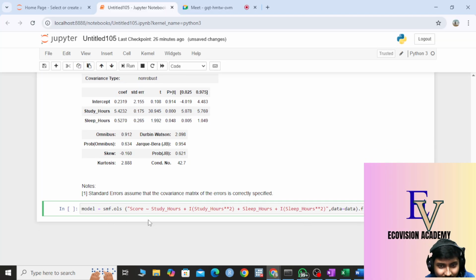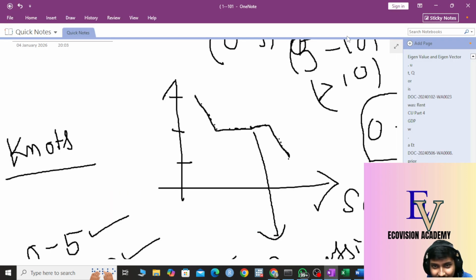In this OLS model, score is the dependent variable, study hours is the first independent variable, and study hours asterisk asterisk 2. What does it mean? Study hours squared. Exactly. And again sleep hours and sleep hours square, means my equation will be like this.